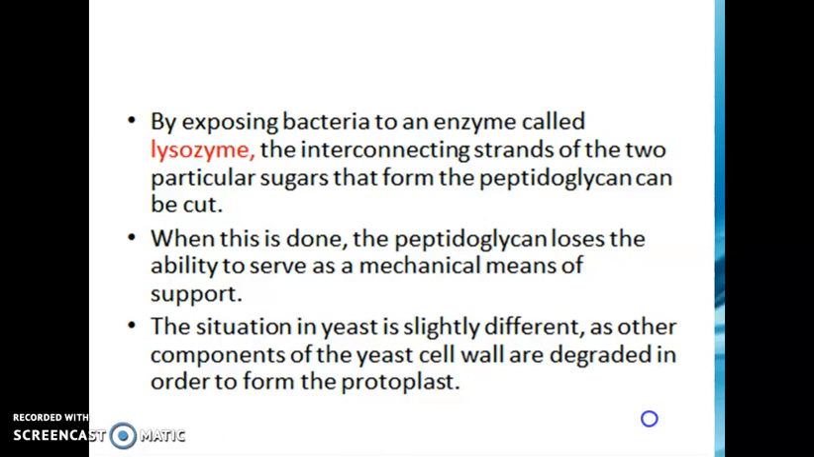If this same situation occurs in the yeast, what happens? It is slightly different, as other components of the yeast cell wall are degraded in order to form protoplasts. In the yeast also protoplast formation occurs, but it may result in the degradation of other components of the yeast cell wall too.